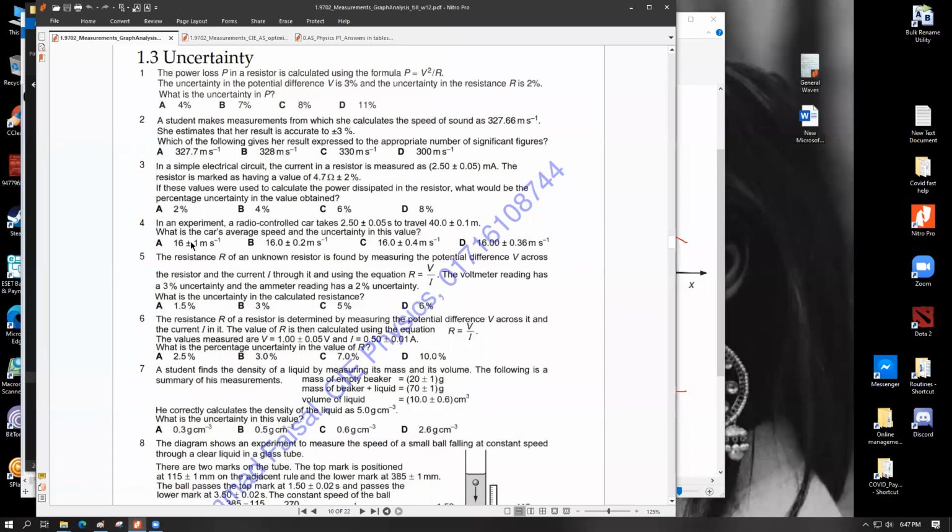Hold up. There won't be any root here. We are trying to calculate the average speed of the car, so it is a basic equation of distance over time. Sorry, you're going to divide 40 by 2.5 to get the speed value. Then you have to use the fractional uncertainty to combine the uncertainties of these two quantities, and eventually calculate the absolute uncertainty of the speed. That's a lot of calculation for 1 mark.